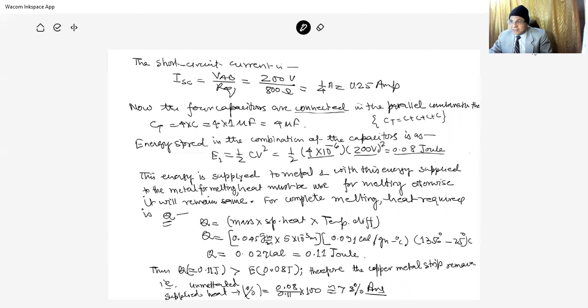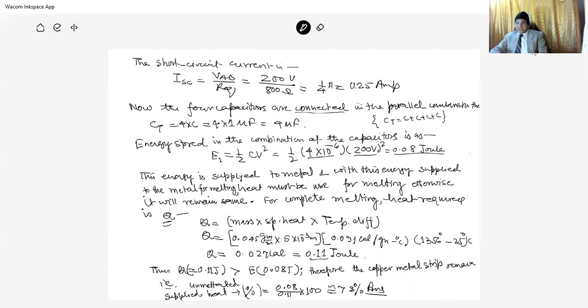So the total mass, that is mass in gram per meter, is given, and the length of the strip is 5 millimeter. So the total mass is 0.045 gram per meter into 5 into 10 to the power minus 3, and this is 0.091 calorie per gram per degree, and here it is 1356 minus 25. So the required energy for melting is 0.11 joule.